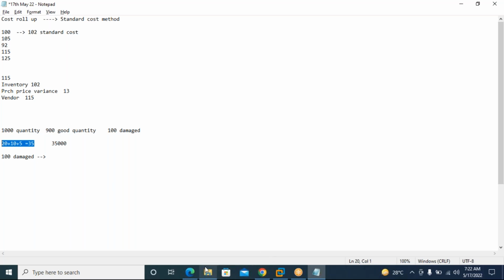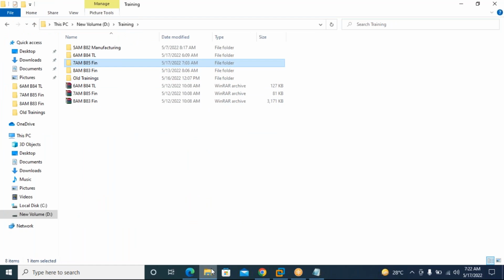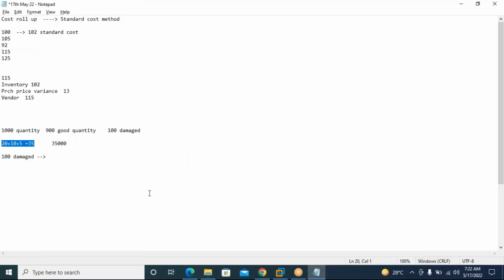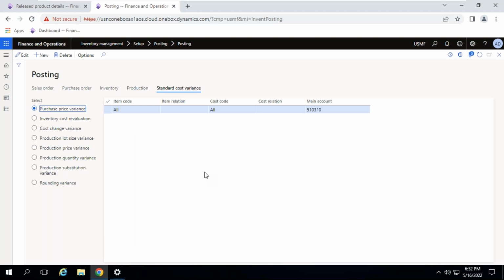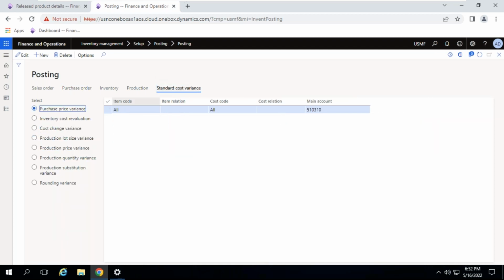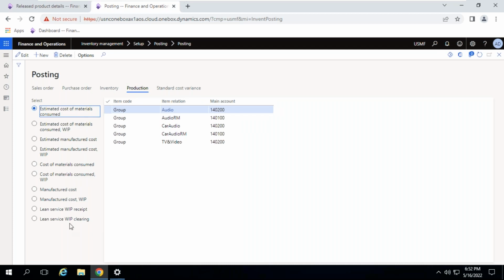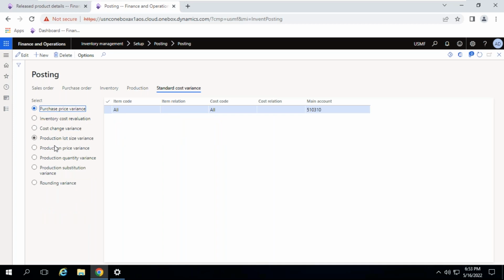So to accommodate all these standard cost transactions, it will post directly, no? Come again. For all the standard cost transactions, the purchase price variance, whatever the difference is, will post directly to that account. So if you are purchasing, then this account and this account will be posted. If you are producing, then here the production accounts, work in progress account, and these accounts will be posted. Got it?